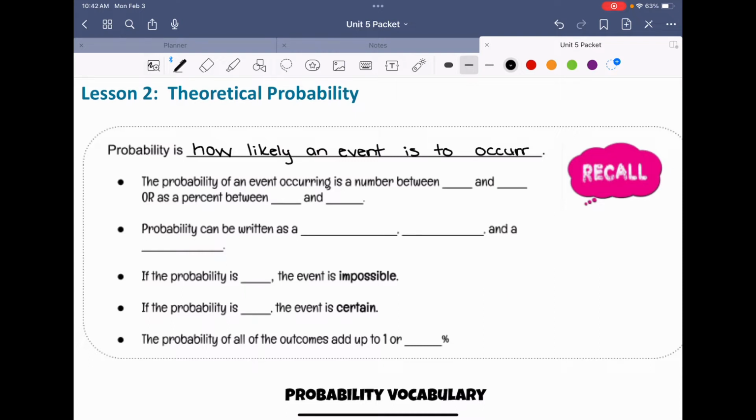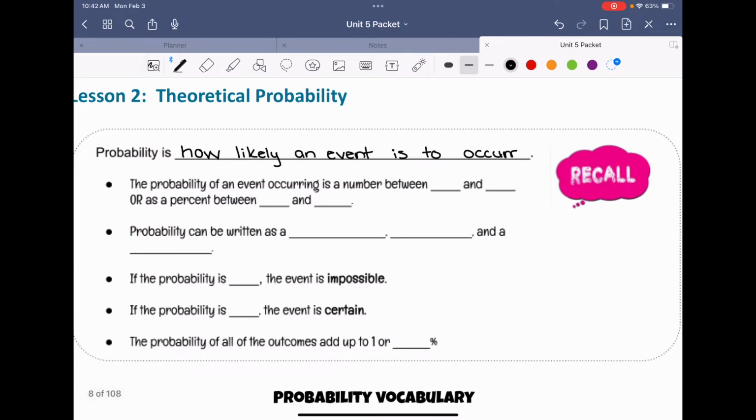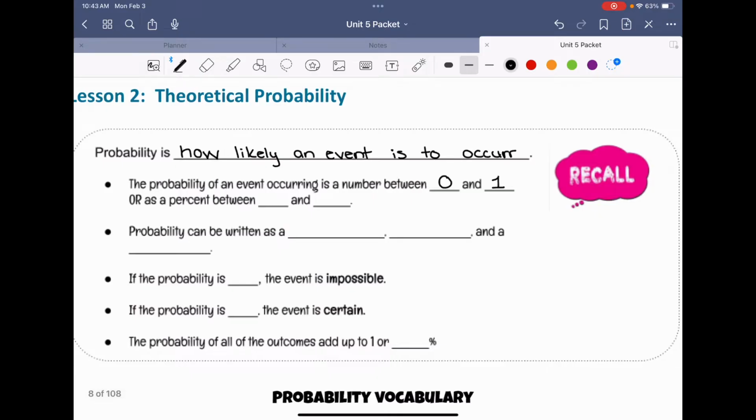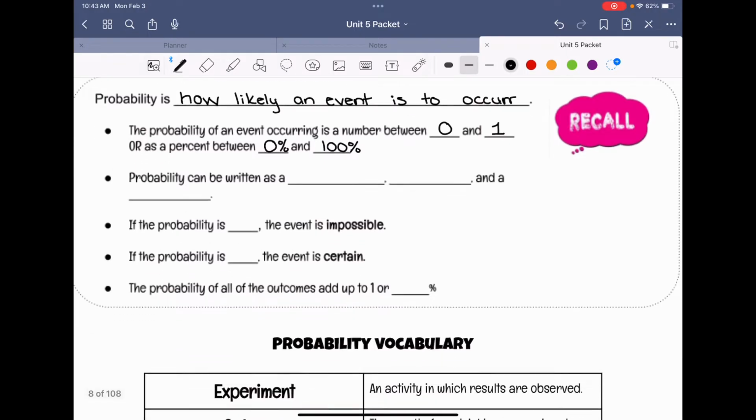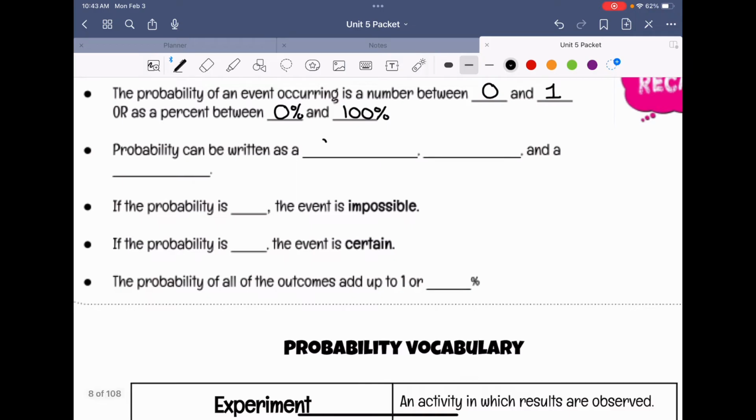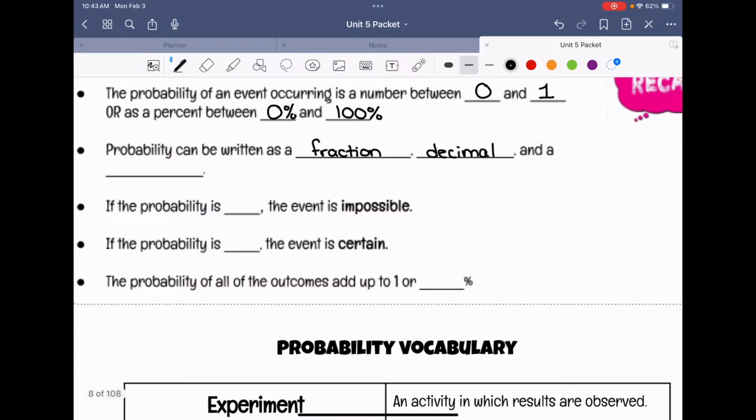And the probability of an event occurring is always going to be a number between 0 and 1, or it could be a percent between 0% and 100%. Probability can be written in 3 different ways. It can be written as a fraction, a decimal, and a percent, which we have learned how to do within Unit 4.